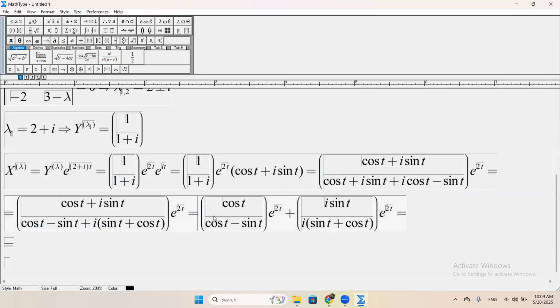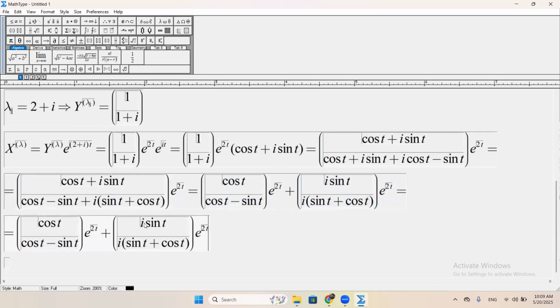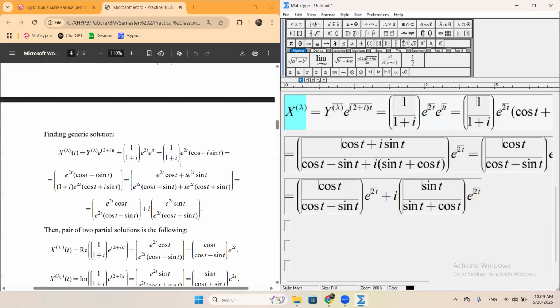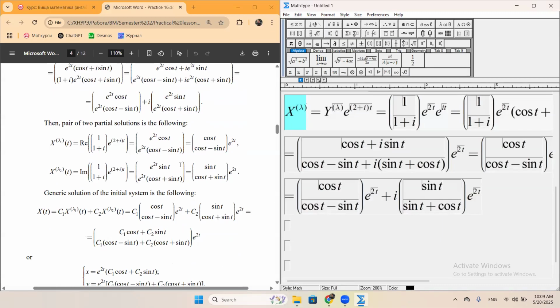So we received the following expression, and now let's also move i out of brackets. Then how will we find both of these solutions? For x1, we will actually split it into a real and imaginary part.